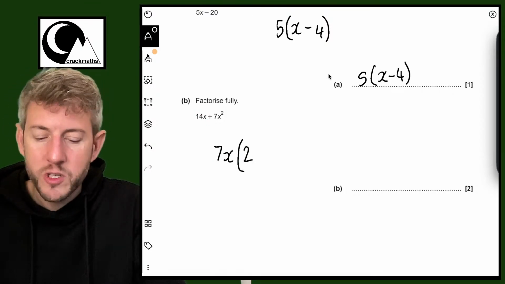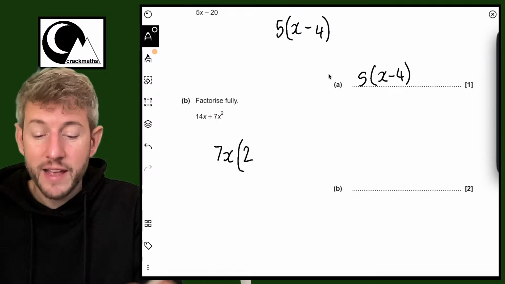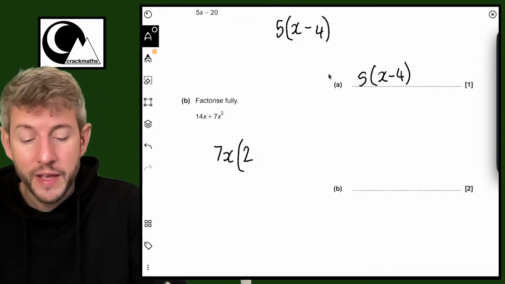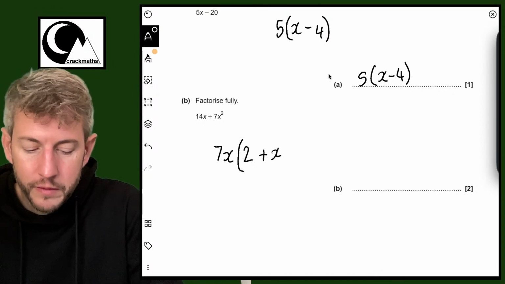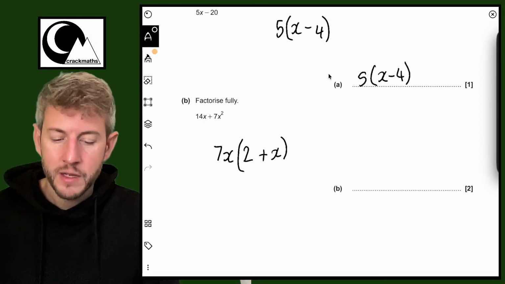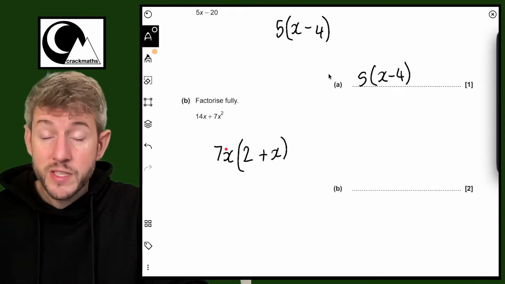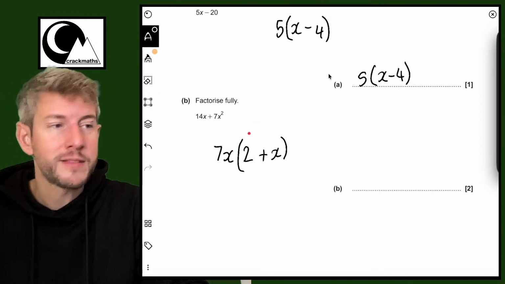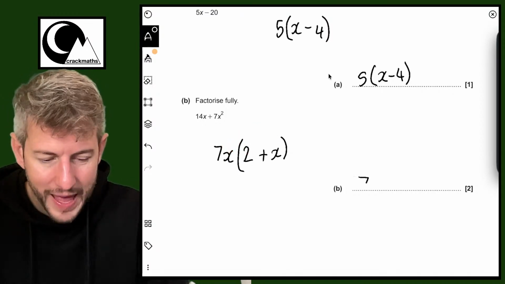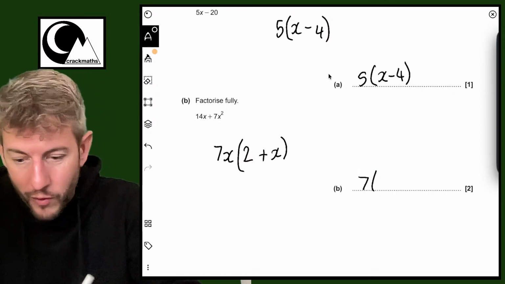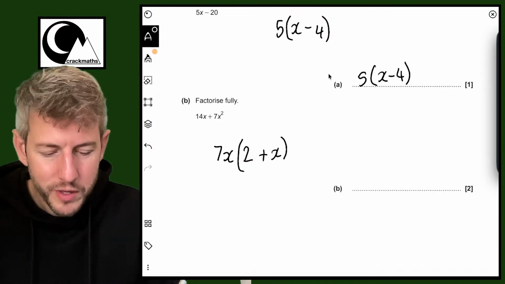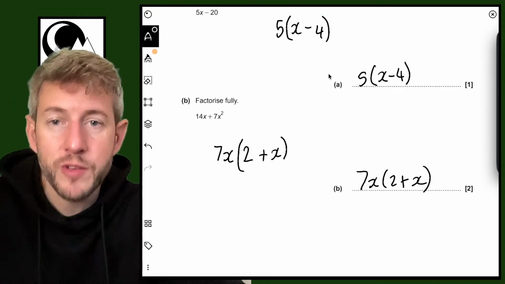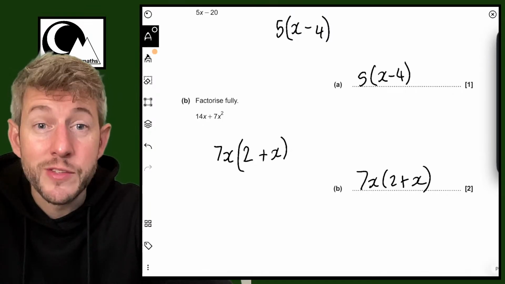And then what do I multiply 7x by to get 7x squared? Well, that is going to be x. So this is the answer here. Let's just double check these things. 7x times 2 is 14x. 7x times x makes 7x squared. Yeah, so I'm happy with this. And then we can, oh, I'm not writing it correctly though. We can go on to mark this. 7x, 2 plus x. Right, let's go over to the mark scheme and check that this is correct.